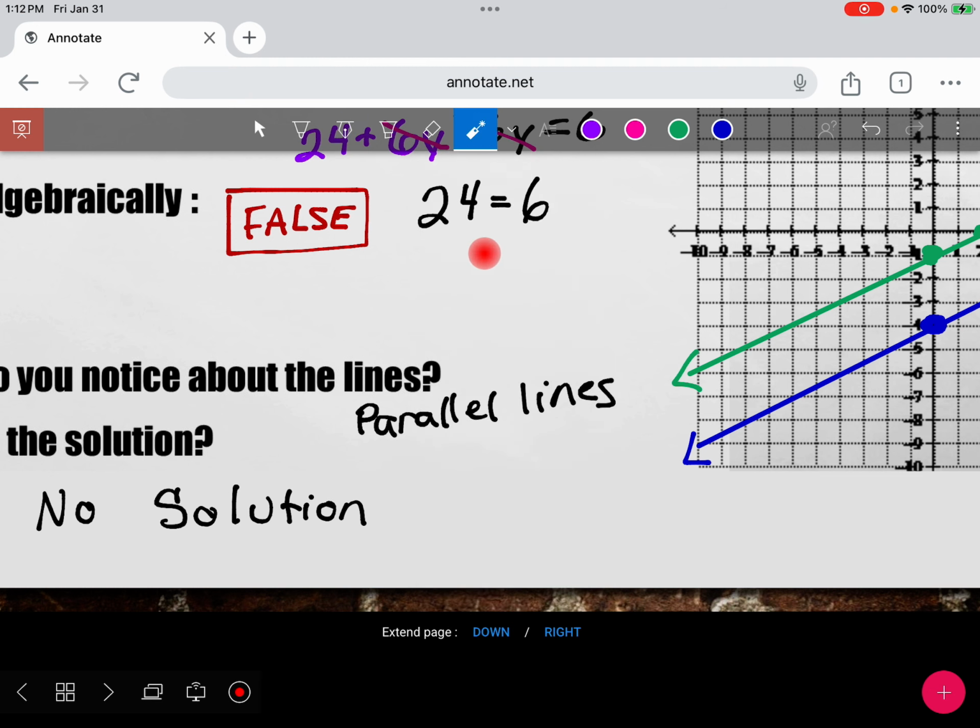We get something that will never be true, no matter what x is, no matter what y is. It doesn't matter if x is 3 million, y is negative 427.2. It doesn't happen. It doesn't work. So we get parallel lines that have no solution.